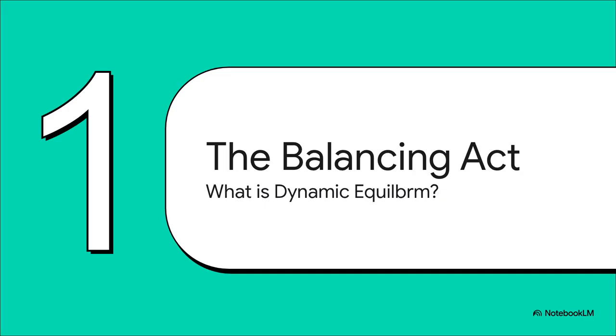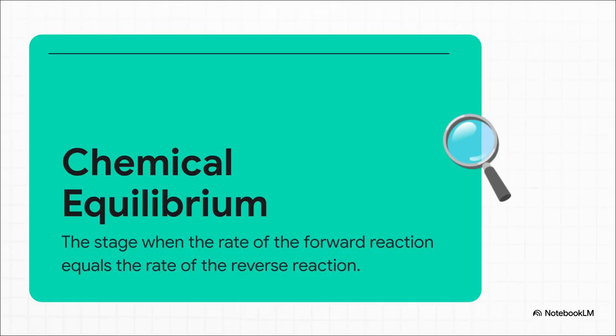What on earth do we mean when we say an equilibrium is dynamic? Here it is, the official definition. Chemical equilibrium is that sweet spot in a reaction where the forward reaction, that's reactants becoming products, is happening at the exact same speed as the reverse reaction, the products turning back into reactants. It's all about the rate, the speed.